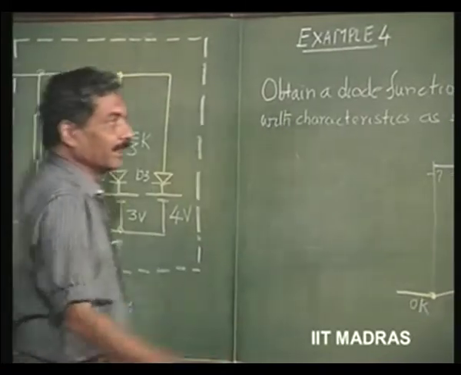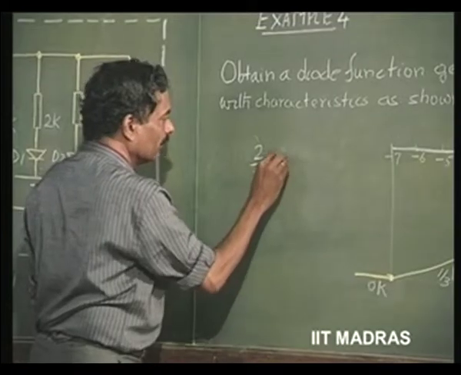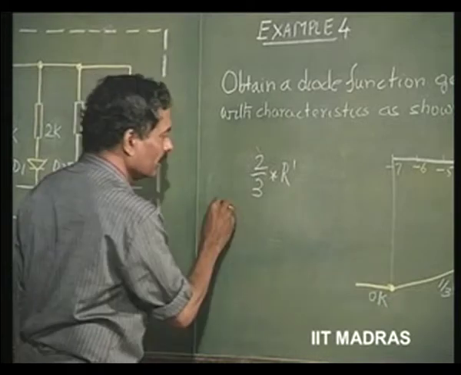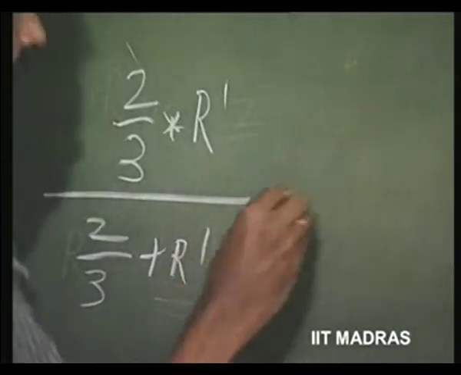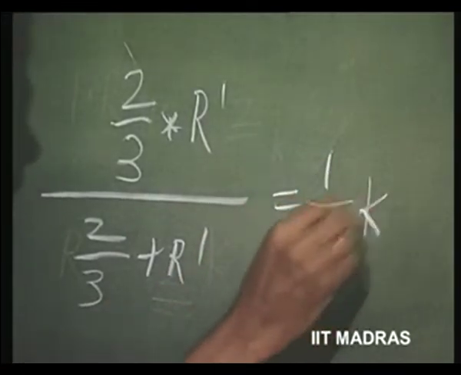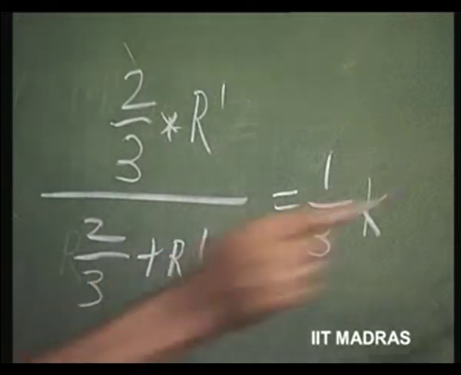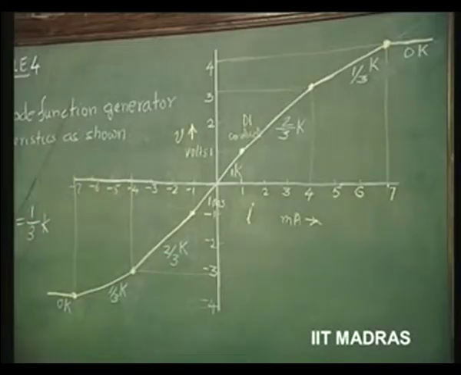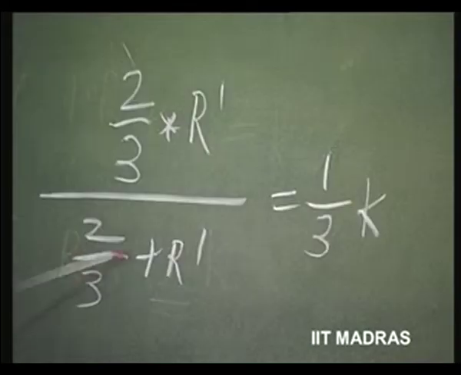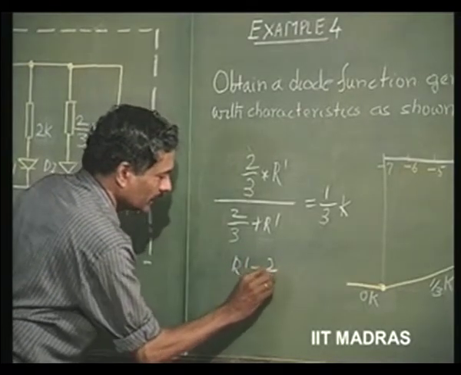The effective resistance earlier was 2/3 k. So, 2/3 parallel, let us say R dash, divided by 2/3 plus R dash, that should be equal to 1 by 3 k. So, this is the equation that you have to solve: 2/3 k parallel with whatever resistance is going to be brought in after 3 volts is reached, divided by 2/3 plus R dash, is equal to 1/3 k. So, R dash will become equal to 2/3 k.